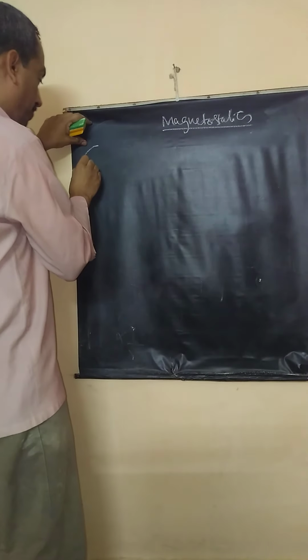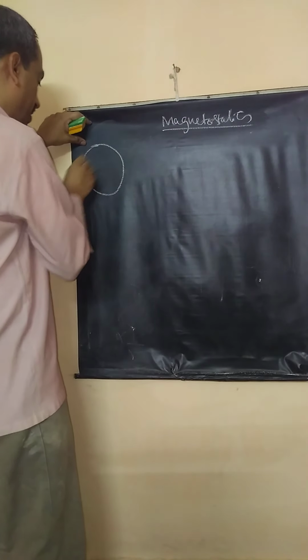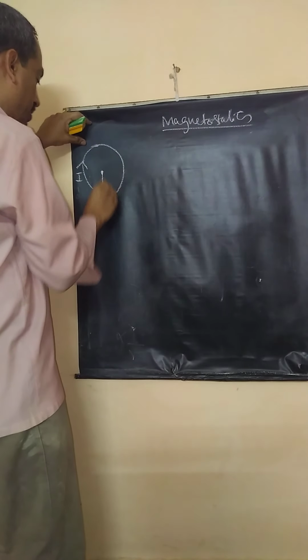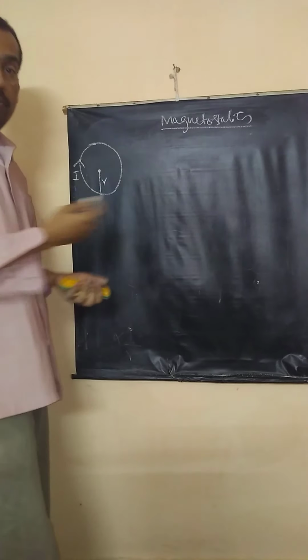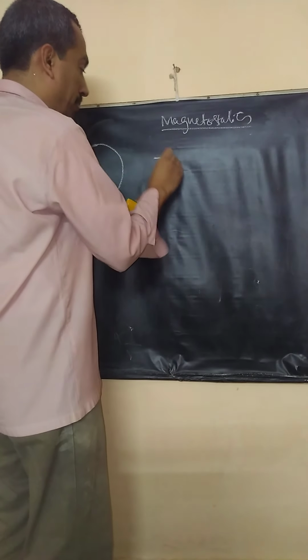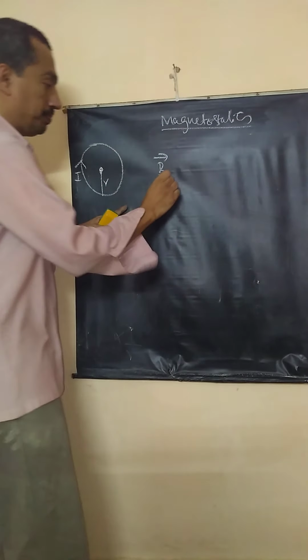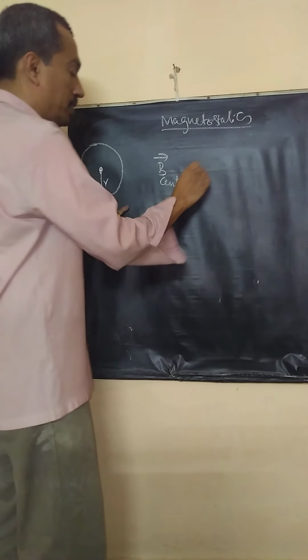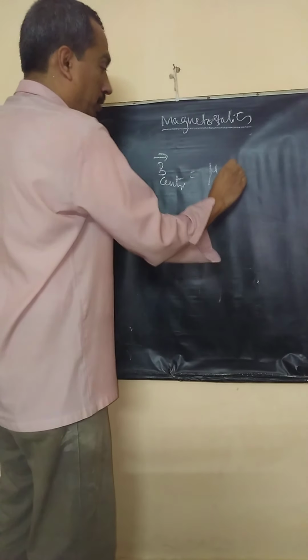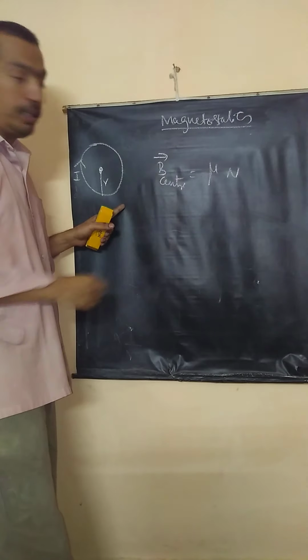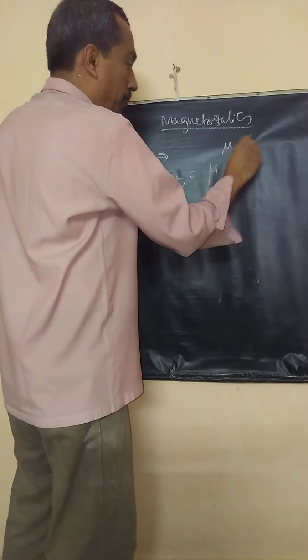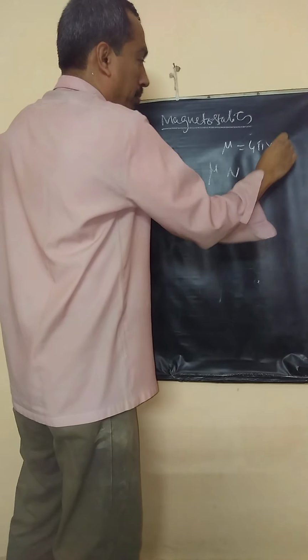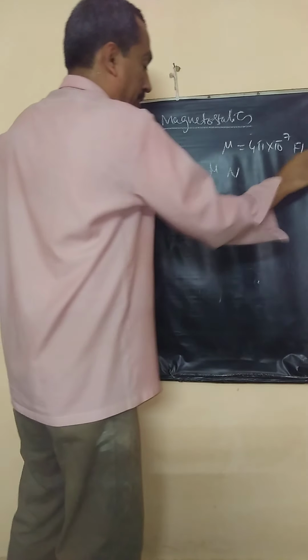Imagine this is the circular coil carrying current I. Let the radius be R. Using Biot-Savart's law, we can show that the magnetic flux density at the center is given by mu, the permeability constant. Mu is permeability. What is the value of mu? 4 pi into 10 power minus 7 henry per meter.